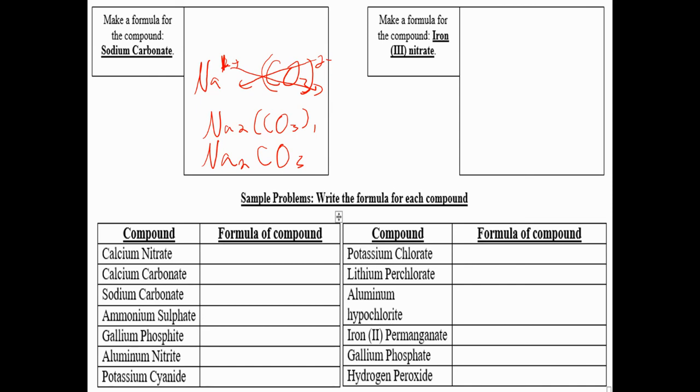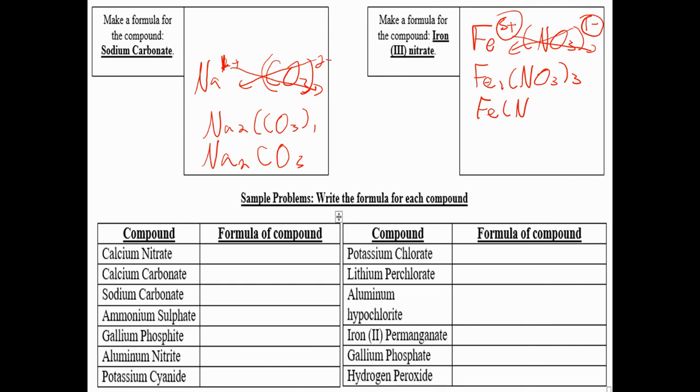Then we can try iron 3 nitrate. So here we have Fe3 plus, brackets, NO3, 1 minus, do your crisscross, and we get Fe1 NO3, 3, and then you can clean up by simply removing the 1.